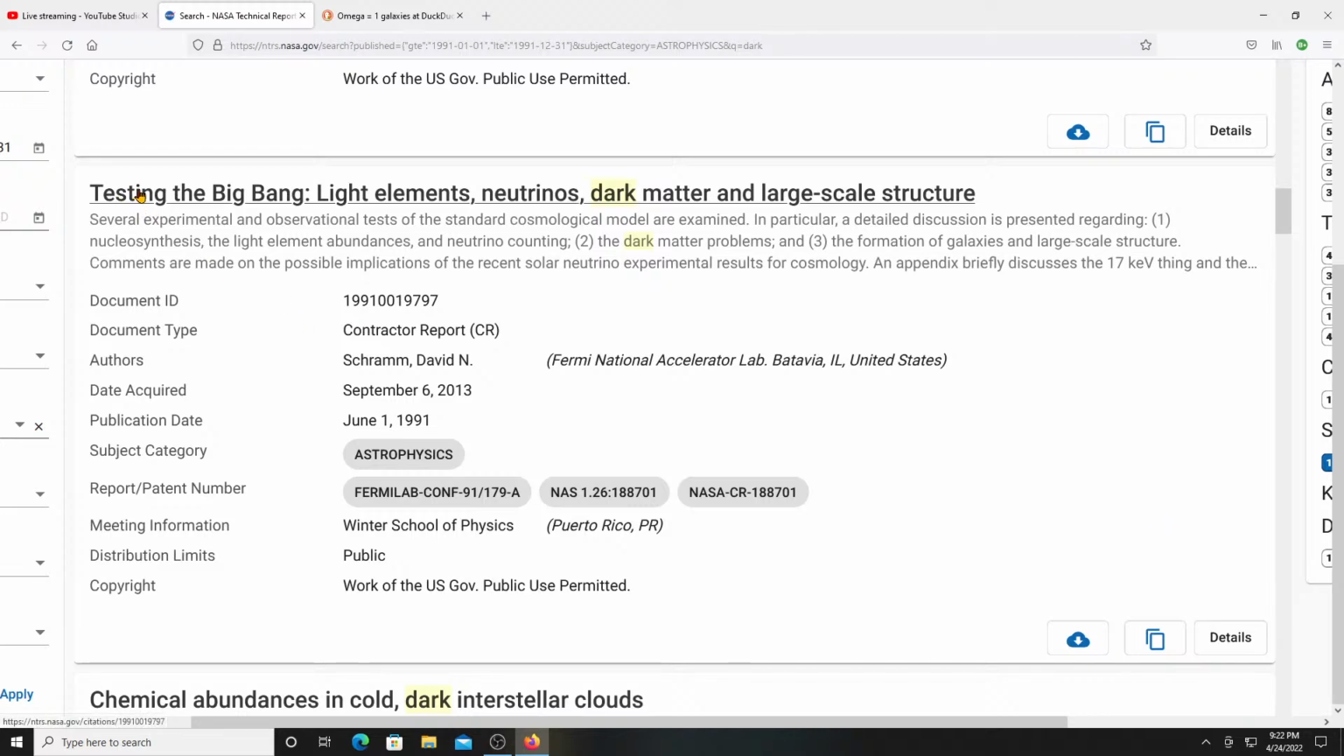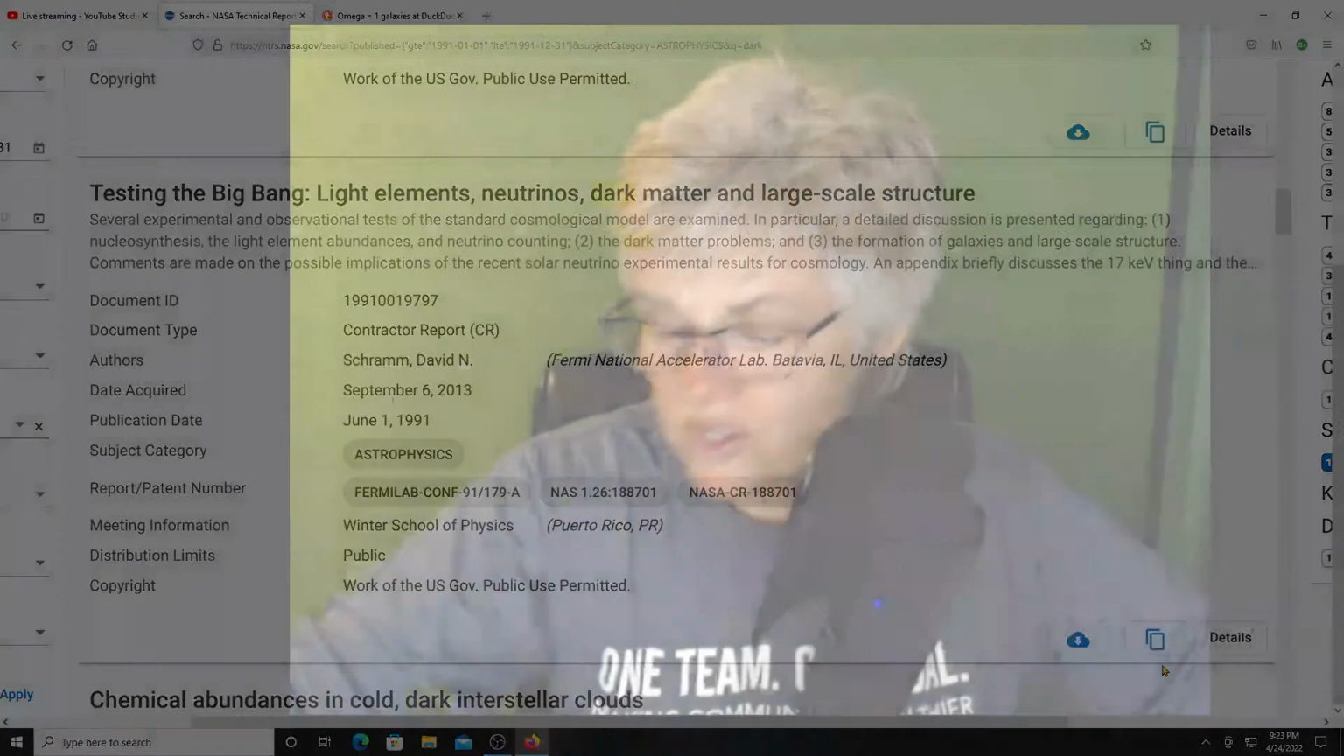Yes, you all. So they got all these conference papers. Look, testing the Big Bang, light elements, neutrinos, dark matter, and large-scale structure. So this may be very, very boring for some people.